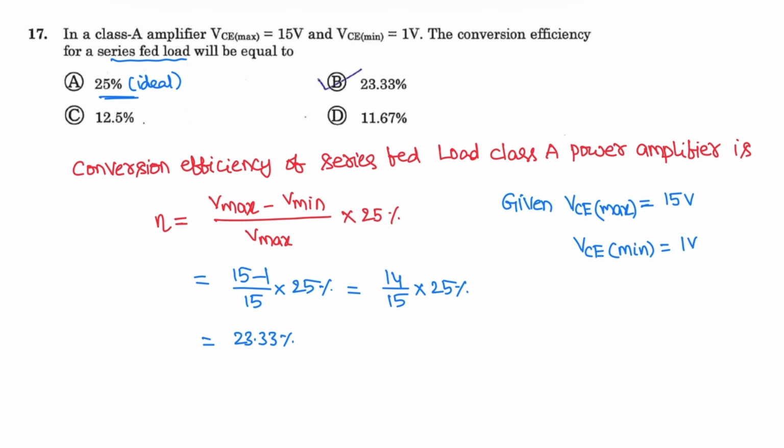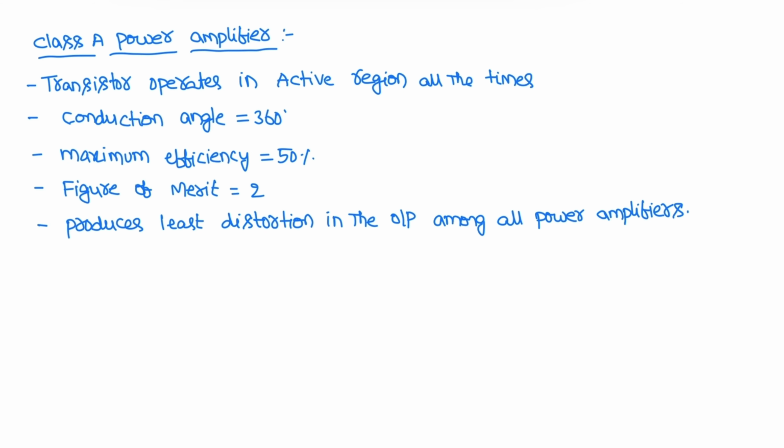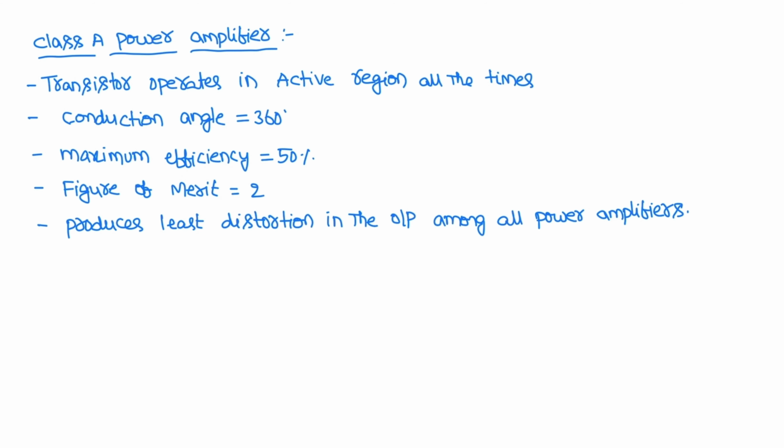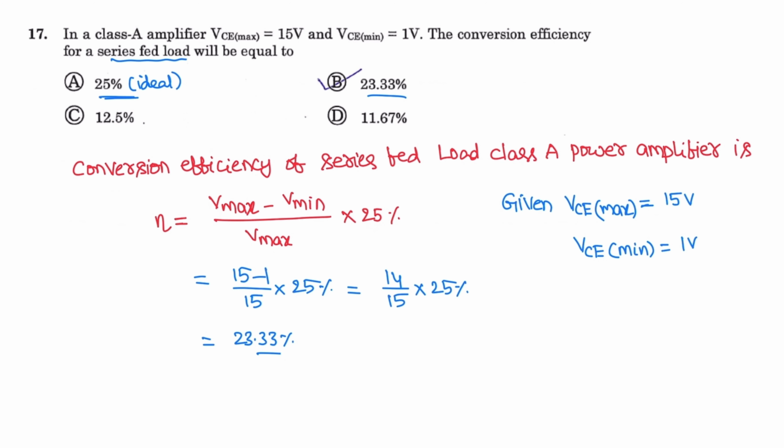So let us see some more points related to class A power amplifier. In class A power amplifier, the transistor operates in the active region at all times. Conduction angle is 360 degrees and maximum efficiency is 50%. This is for transformer coupled class A power amplifier. For series fed class A power amplifier, the maximum efficiency is 25%. Next, the figure of merit for class A power amplifier is 2, and this is the power amplifier which produces the least distortion in the output among all power amplifiers. So the power amplifier having least distortion is class A, but the conversion efficiency is low. Correct option here is B.